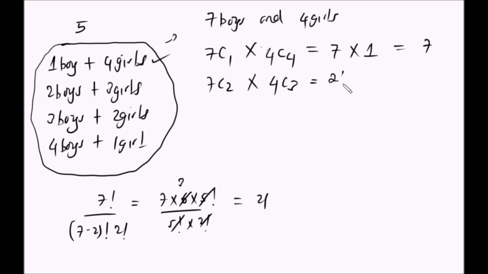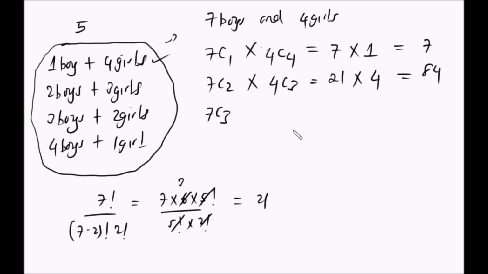So in case 2 we have 21 times 4 combination 3, which is 4. 21 times 4 is 84. Our third case, now if you choose 3 boys out of 7, it's 7 combination 3.